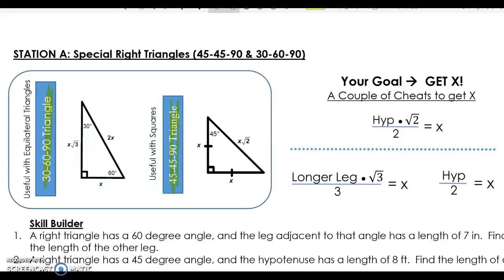Now, the 30, 60, 90 is going to come in handy when you deal with equilateral triangles, as we'll see in a little bit. And the 45, 45, 90 is going to come in handy with squares, and you'll see that come up in a few minutes as well.